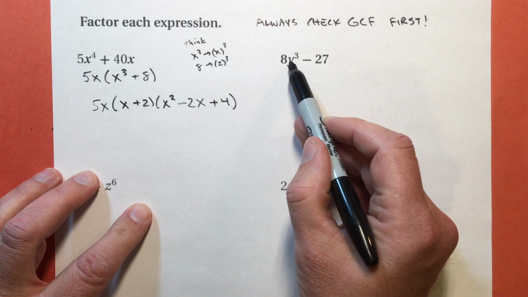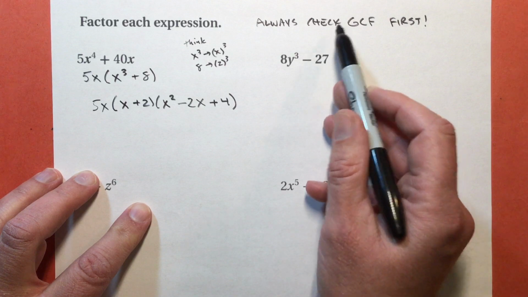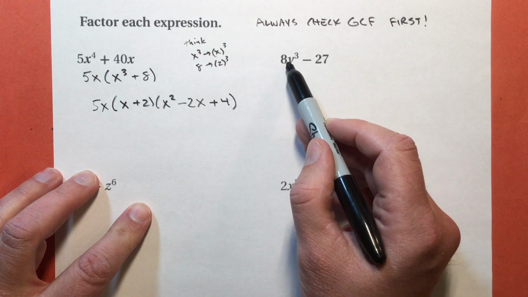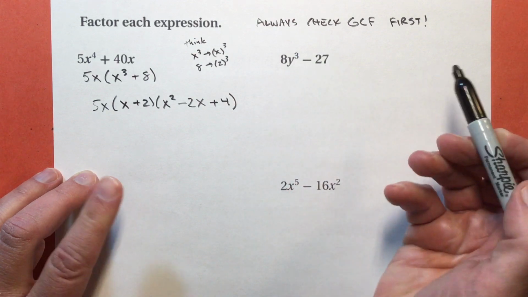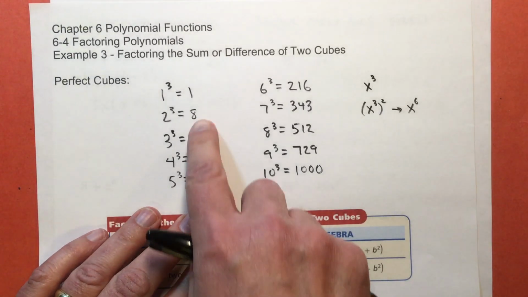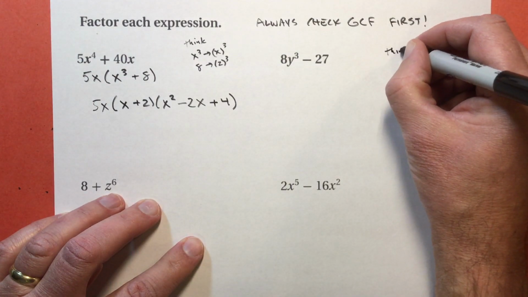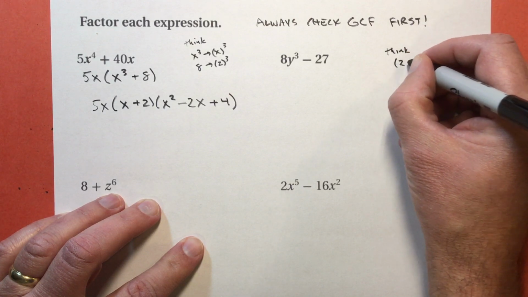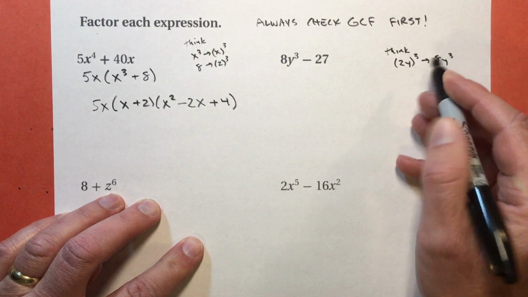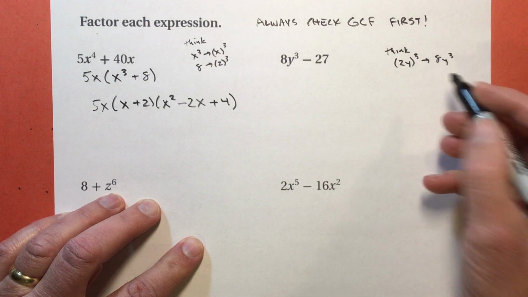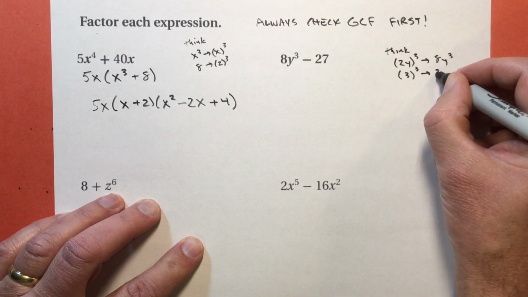So I've got 8y to the third subtract 27. I have no common factors. Always check the GCF first, but I don't have any common factors. I have y's here, but no y's here. I've got 2 times 2 times 2. I've got 3 times 3 times 3. No common factors. And please note, 8 and 27 are perfect cubes. Cool. So what I'm thinking is that 2y to the third power gives me my 8y cubed. So it's 2 cubed, y cubed. And also, 3 to the third power gives me my 27.